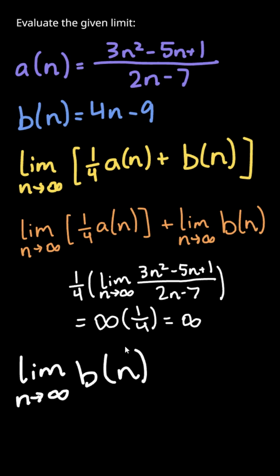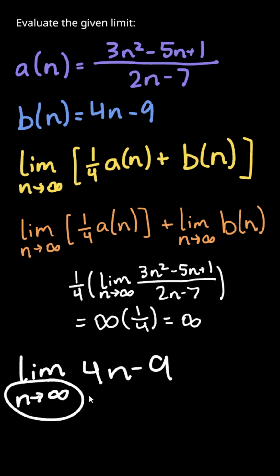Now, how about our b of n limit? Well, we can go ahead and substitute b of n first. Alright, are there any sort of competitions of n going on here? Well, actually, no, we don't, because the only n term that we have is that one right there. So naturally, as n gets bigger and bigger and bigger, or approaches infinity, then this function only gets bigger and bigger and bigger, heading off towards infinity as well.